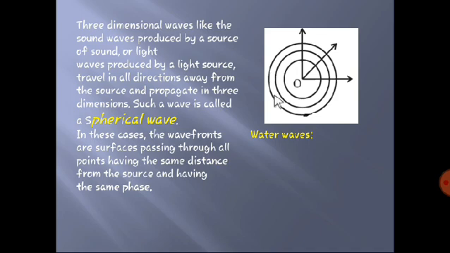These are the wavefronts, and they are spherical in nature. So these are spherical in nature, or this is called a spherical wavefront. What are these arrows then? These arrows give the direction of propagation of the waves.